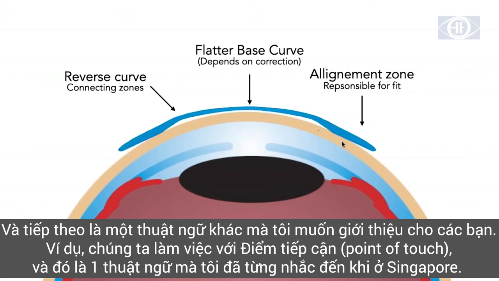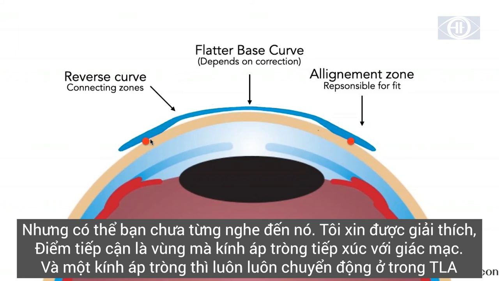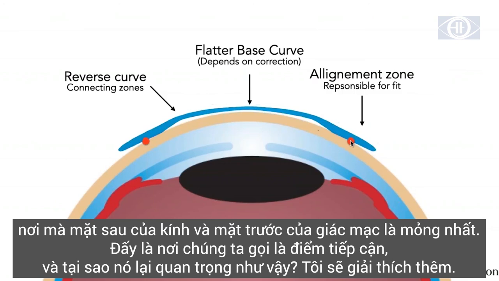Now there is another term I would like to introduce to you: the point of touch. It's a term I mentioned already when I was in Singapore, but maybe you're not familiar with it. Let me explain. The point of touch is the area where the lens actually hits the cornea. A lens is always moving in the tear layer, but it is the place where the backside of the lens and the front side of the cornea are the closest, where the tear layer is the thinnest. That's what we call the point of touch.